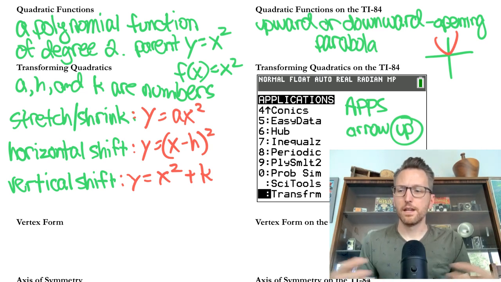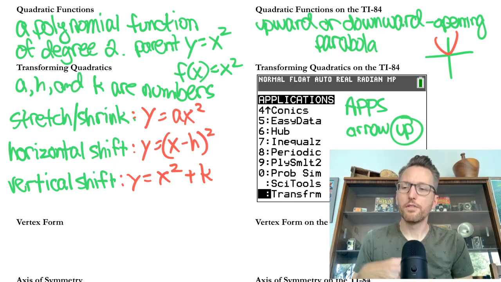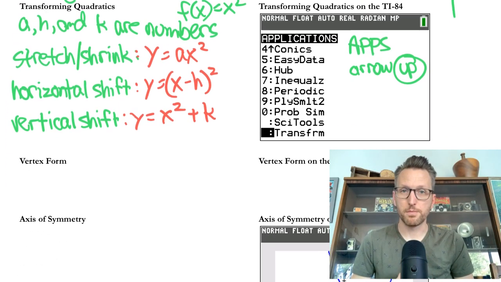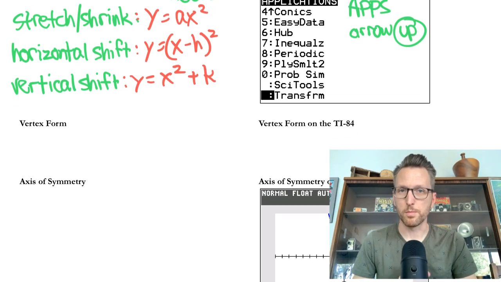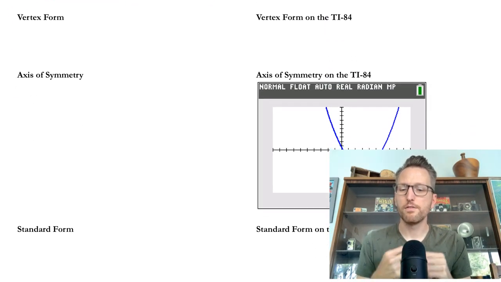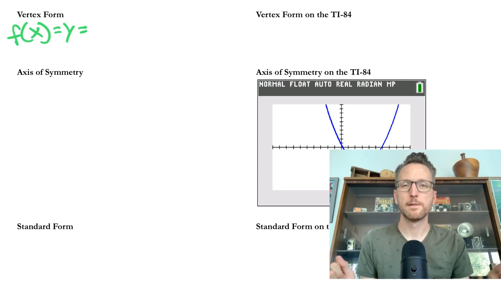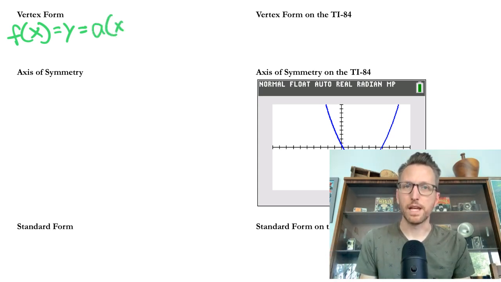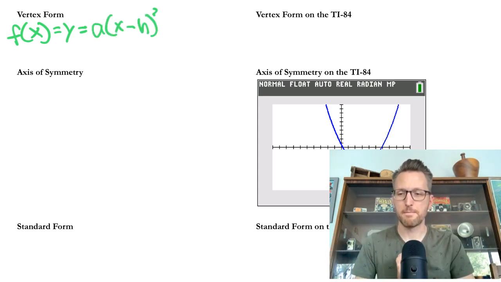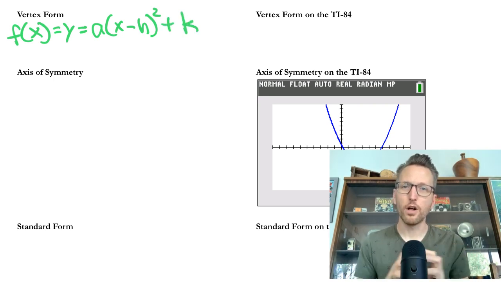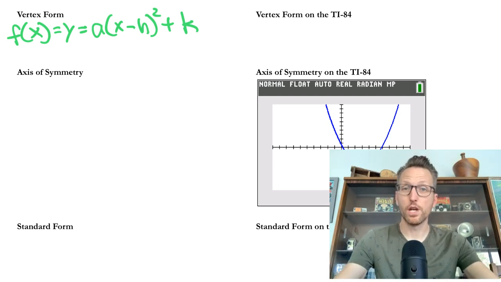Super fantastic. So if we combine all of those transformations from that previous section, we could get the vertex form. The vertex form of a quadratic is f of x equals, or y equals, you could use either one, a times (x minus h) squared plus k. So that combines all of the transformations into one. And when we work with that type of equation, we know quite a bit about the quadratic function we're working with. And we'll talk about what those things are.